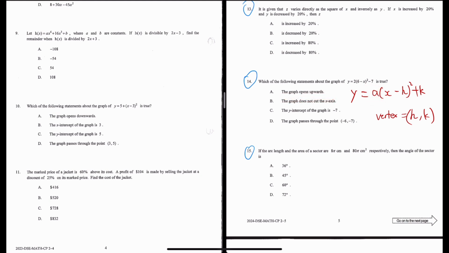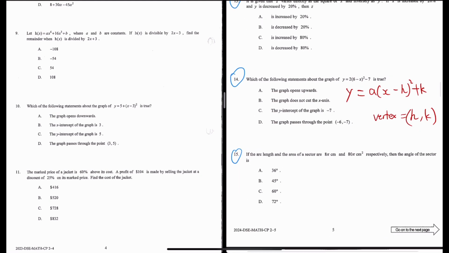So first we see 2024's paper. Here, be very careful. It should be x minus h, right? This is 6 minus x. So this one, square, when it is square, actually you can swap it directly. Okay, directly. You can swap it directly. So actually this one equals to this one, okay? So the vertex here, we have 6, negative 7, so this one is not correct.